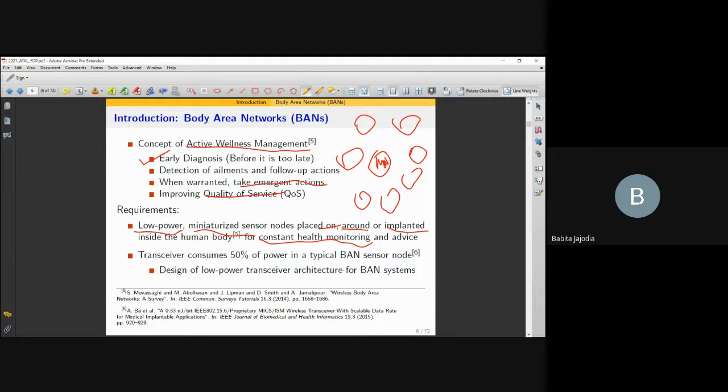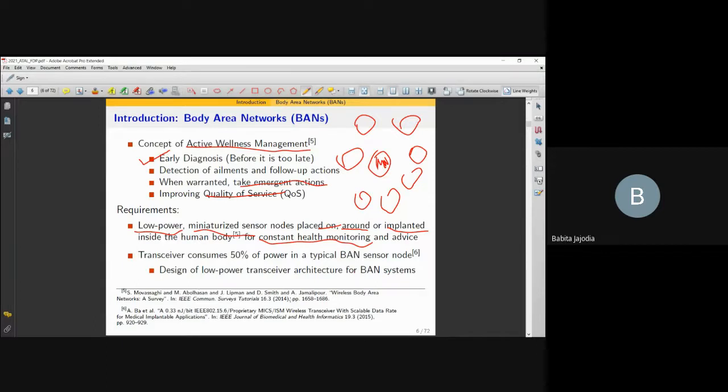It should have minimum size sensor nodes so that they can be placed on, around, or implanted in the human body. It should have constant health monitoring, and it can also take feedback from the doctor and advise the patient what to do next until he or she is able to reach the doctor. Okay, so now comes why I mentioned transceiver design, right?